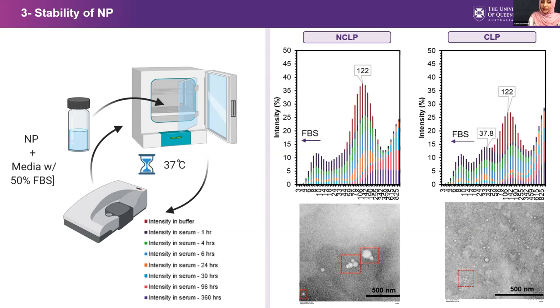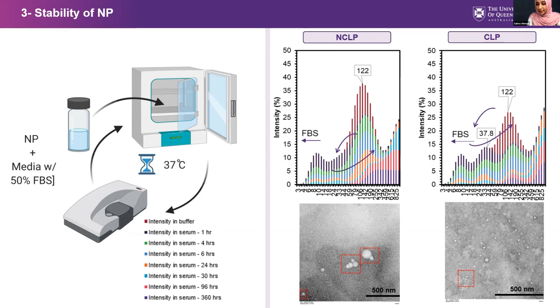In order to study this, we incubated our nanoparticles in media that has 50% proteins. And then we incubated these at 37 degrees in an incubator and kept observing the intensity with DLS at different time points. And this experiment actually lasted for 15 days. In these 15 days, you can see that the polymersomes, regardless of cross-linked or non-cross-linked, degraded into smaller micelles. And then also they degraded into larger aggregates.